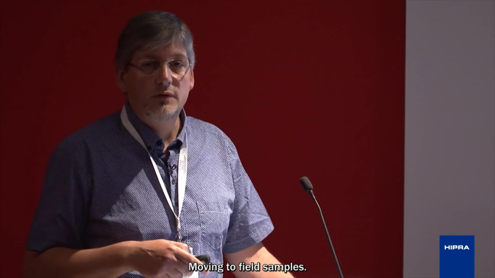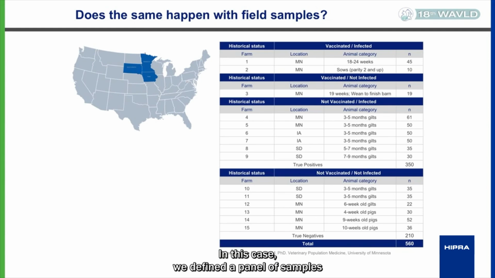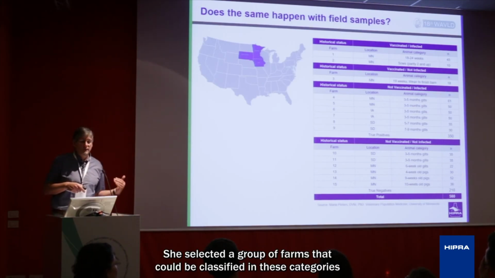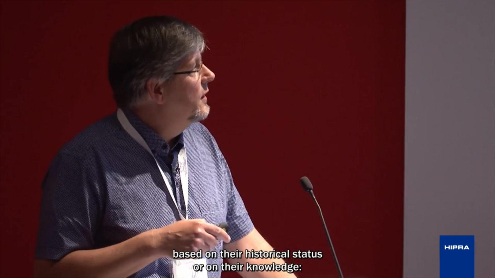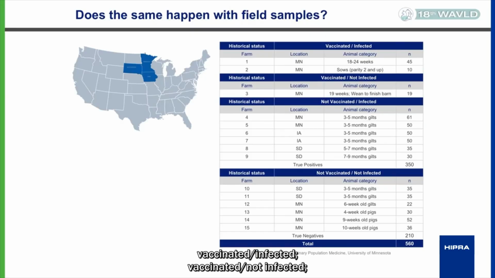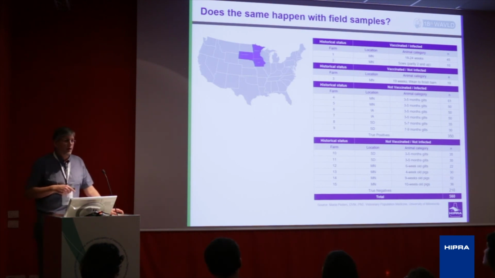We are moving to the samples in the field. In this case, we defined a panel of samples, thanks to Maria Peters from the University of Minnesota. She selected a group of farms that, from their historical status or from their knowledge, they considered could be classified inside these categories: vaccinated, infected; vaccinated, not infected; not vaccinated, infected; and not vaccinated, not infected. The samples came from Minnesota, South Dakota, and Iowa.